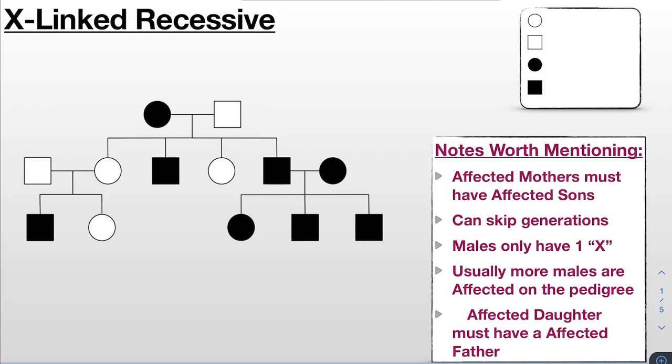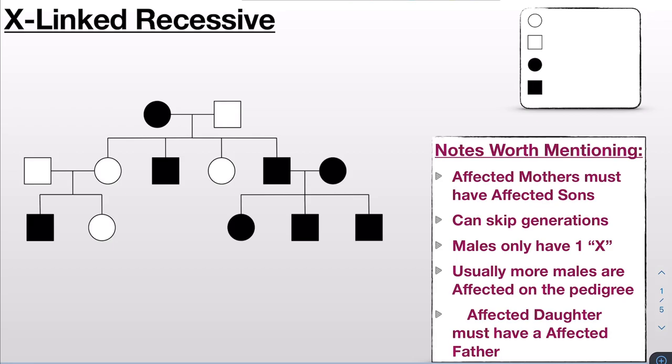All right, X-linked recessive inheritance traits with pedigree charts. So, some notes worth mentioning. Affected mothers must have affected sons. So, what does an affected mother even look like? This is recessive, which means you need to have two of the same alleles.